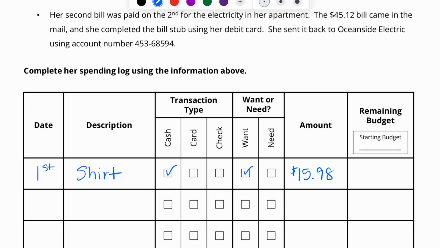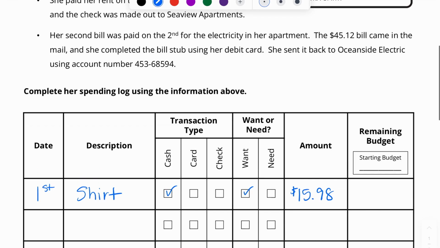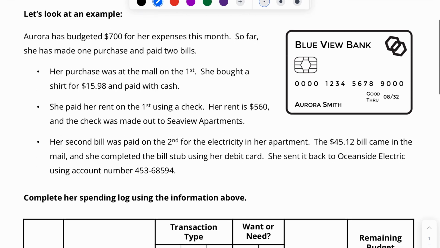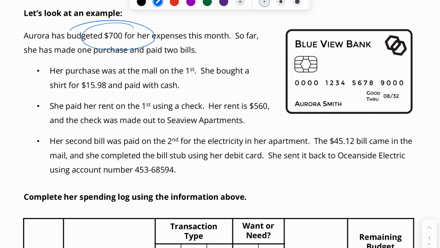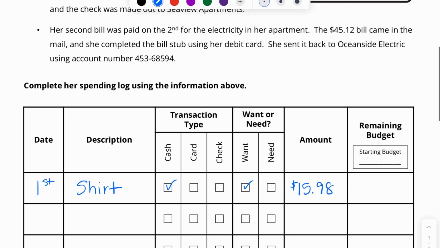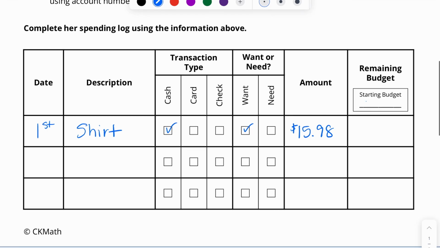All right, the last column says remaining budget. Well, in order to do the remaining budget, we need to know what she started with. It says that she started with a $700 budget for her expenses. So her starting budget here is going to be $700, and we are going to subtract out her shirt. Her shirt was $15.98, which means her remaining budget is going to be $684.02.